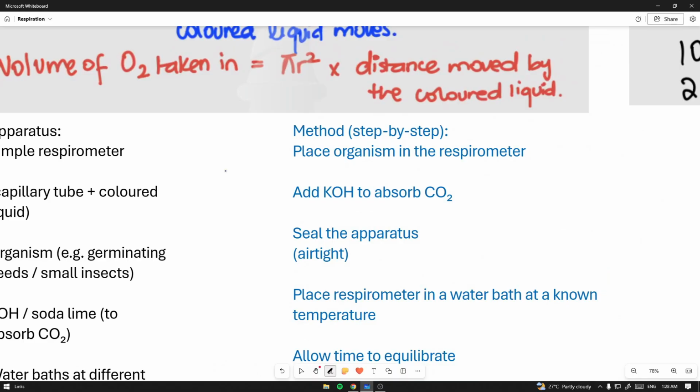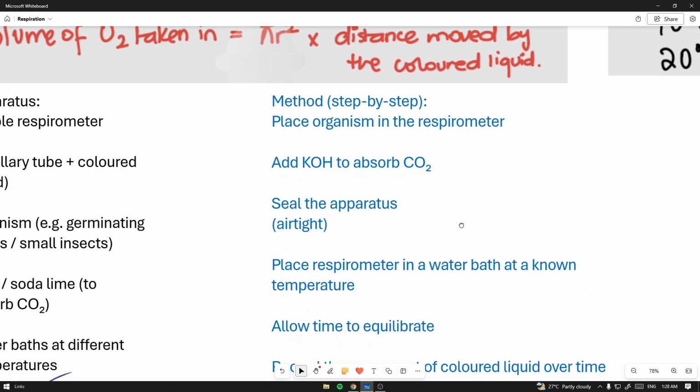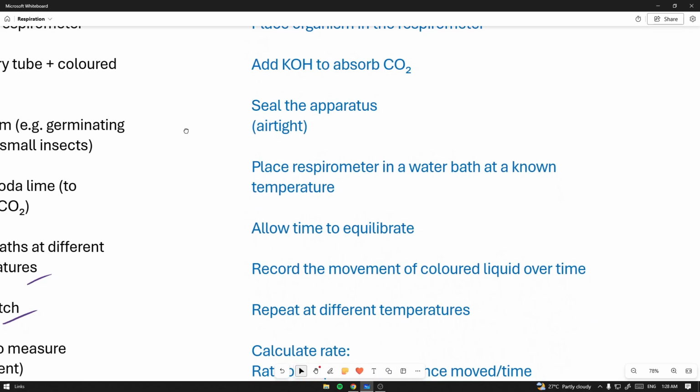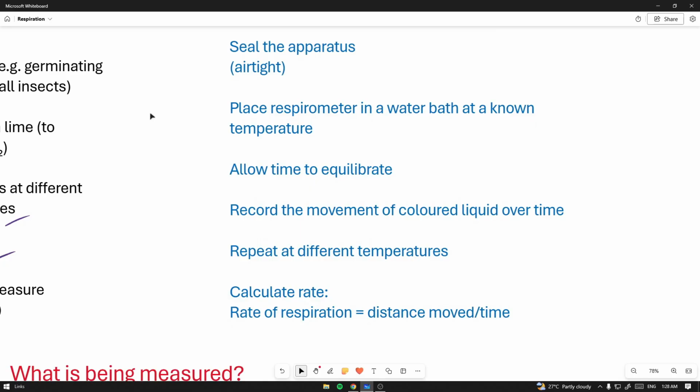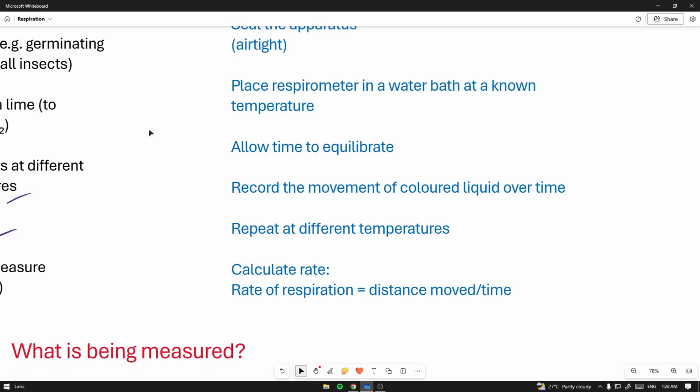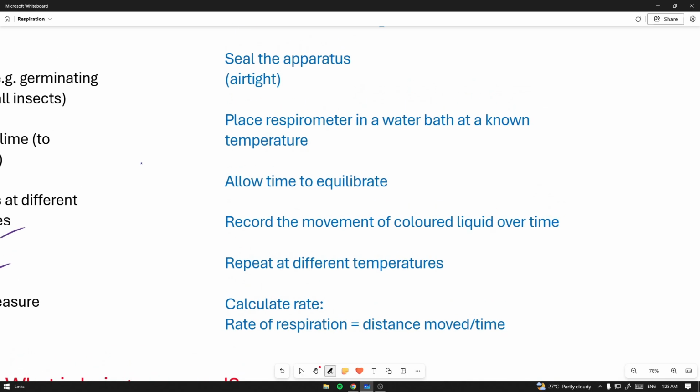So, method: place the organism in the respirometer with sodium hydroxide to absorb CO2. Seal the apparatus airtight. Place the respirometer in a water bath at a known temperature. Allow time to equilibrate. Basically, give it time, like for the test tubes to acclimatize.